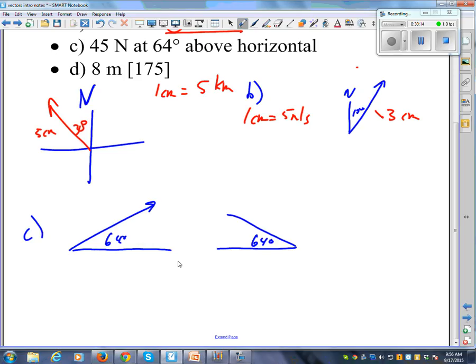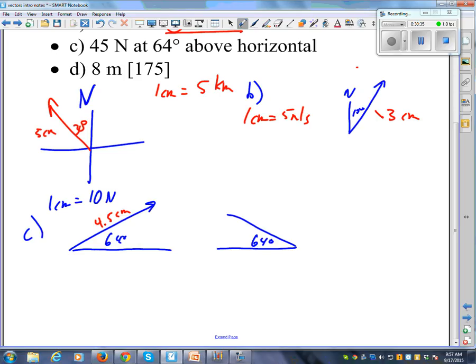45 newtons, so I'm going to have something like 1 centimeter equals, what did you go? 10? 10 what? Newtons. Then it's going to be how long? 4.5 centimeters. Yeah? Good?